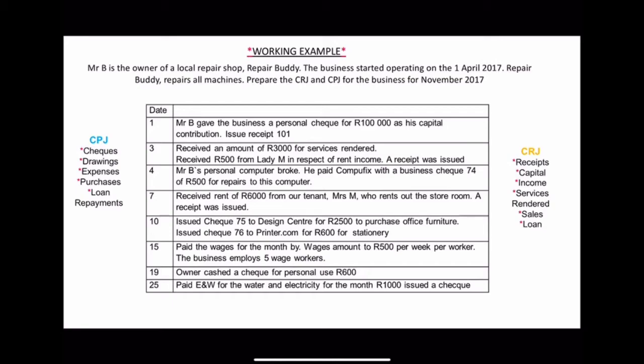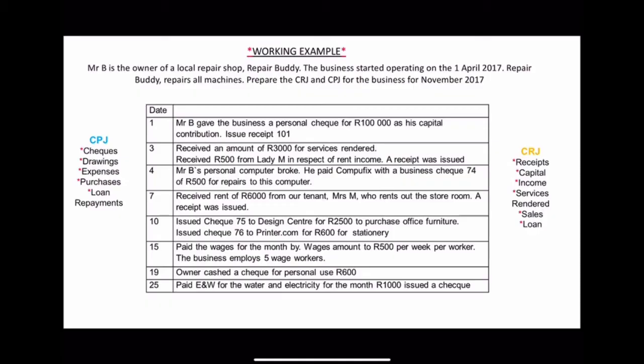So we've got a list of transactions, and what I always like to do is separate which transactions go in our CRJ and which transactions go in our CPJ right at the beginning, so that I can finish my CRJ and then I do my CPJ, and then I'm not jumping between the two. It's much easier for me. So I'm going to quickly run through it.